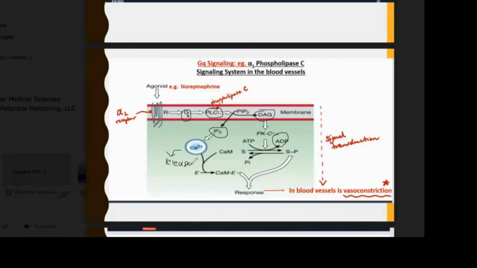Norepinephrine is sometimes used on a patient who needs to be on pressors, like vasopressors, to constrict their blood vessels. So sometimes you'll see this on an ICU patient with a really low blood pressure. If they're in shock for some reason, you'll give them norepinephrine to constrict the blood vessels, and this is why it works. That's why you can give them that medication.